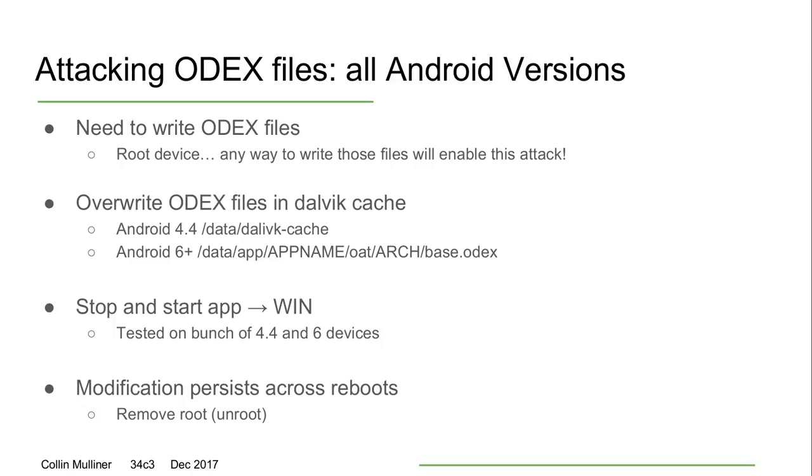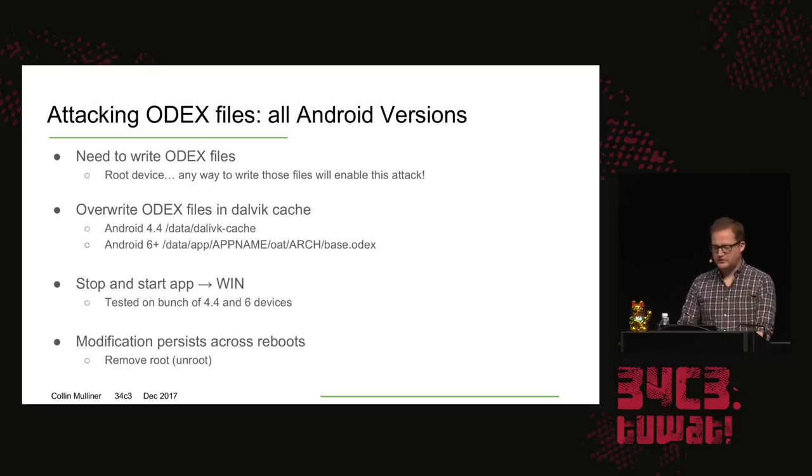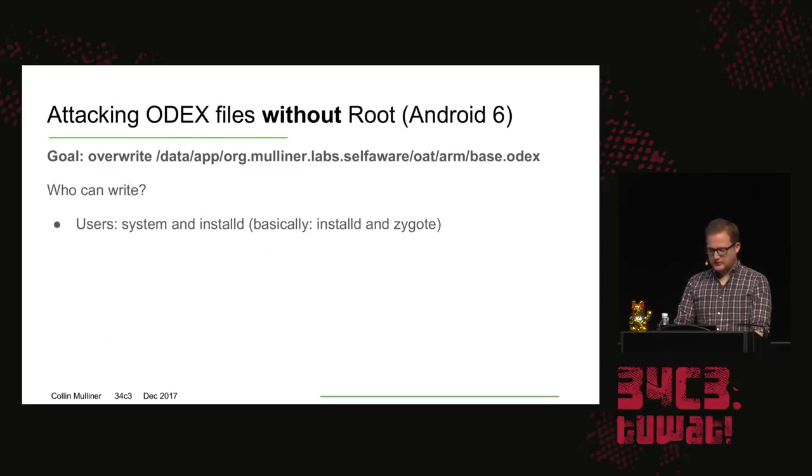If you think back to earlier slides, where I said that on Android 4 you can't really detect if a bootloader is unlocked. That basically means on Android 4, you can trivially bypass app integrity checks, because if you have a root that is based on an unlocked bootloader, you can just do that. So that is bypassed. But I bet we can also find other ways to do this.